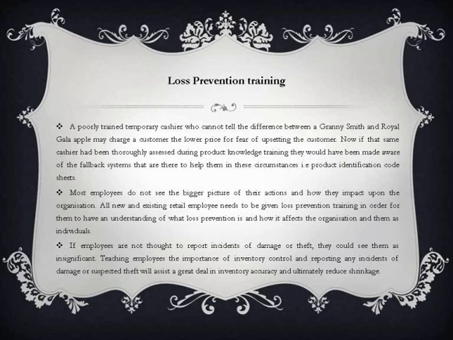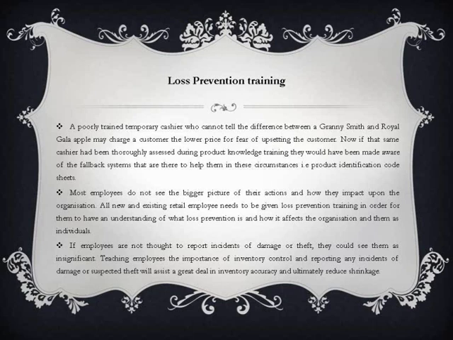Loss prevention training. A poorly trained temporary cashier who cannot tell the difference between a Granny Smith and a Royal Gala apple may charge a customer the lower price for fear of upsetting the customer. Now, if that same cashier had been thoroughly assessed during product knowledge training, they would have been made aware of the fallback systems that are there to help them in these circumstances, i.e.